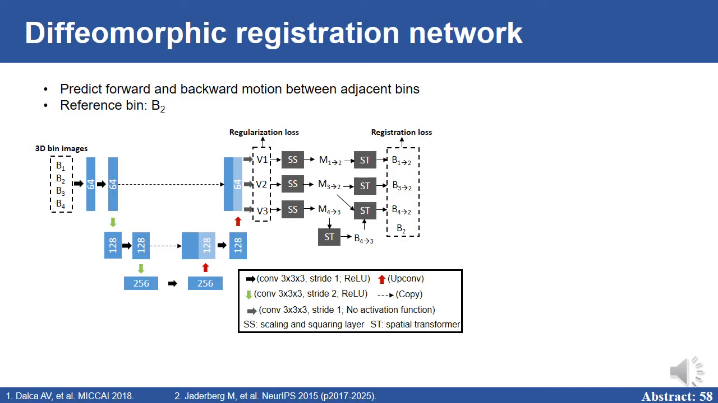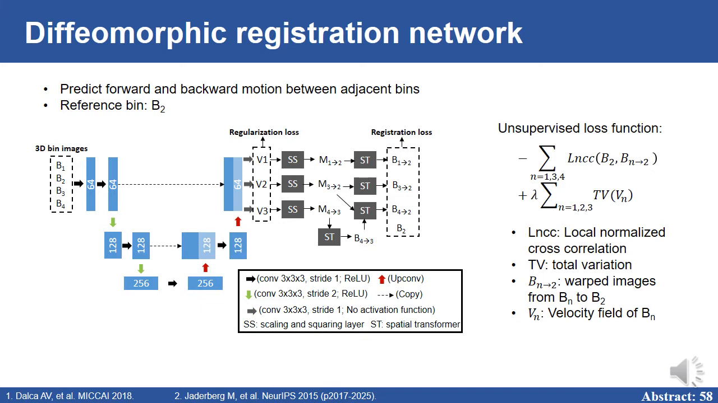Here shows the diffeomorphic registration network. The input is the 3D beam images, and the output is the velocity fields between adjacent beams, which are inputted to the scaling and squaring layer to get the motion fields. The spatial transformation network is used to warp the moving beam images with the estimated motion fields. No motion ground truth is required to train the network. Instead, we measure the image similarity between the warped moving beam images and the reference beam, and the smoothness of the velocity fields. Here shows the unsupervised loss function. In this study, we use the local normalized cross correlation to measure the image similarity, and we take beam 2, which is the motion state close to the end-expiration position, as the reference beam.